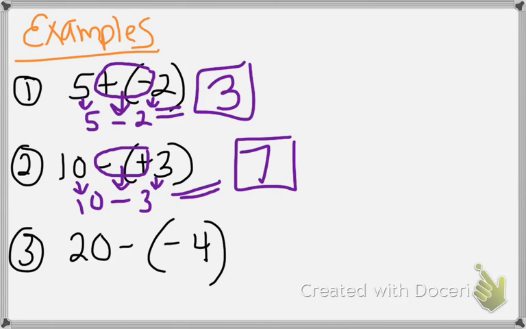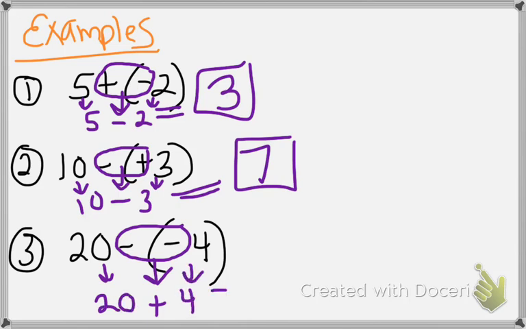Next one, number 3. 20 minus a negative 4. Again, there's no number in between, so they go into battle. When the two negatives see each other, they decide to, you know what, let's turn positive. Bring everything else down. This becomes 20 plus 4, which is 24.